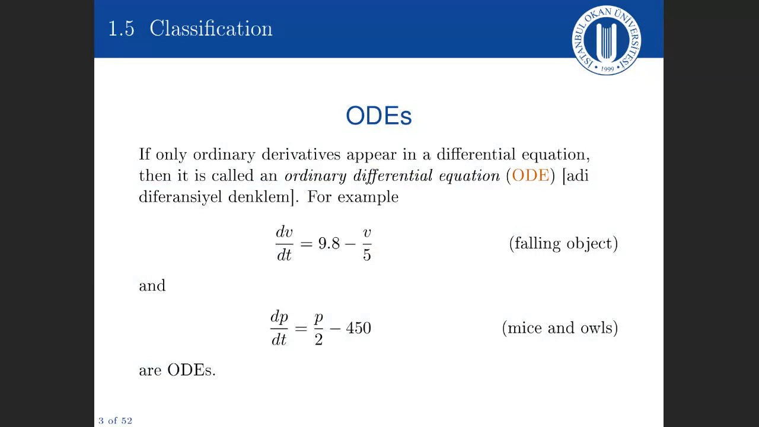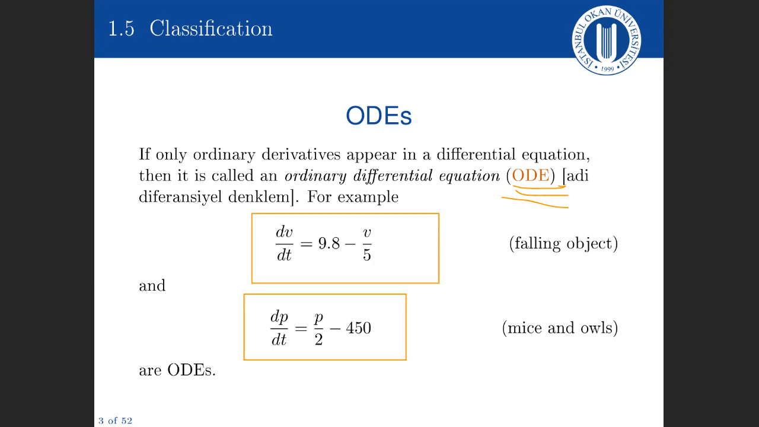If a differential equation has only ordinary derivatives, then the differential equation is called an ordinary differential equation. In this course, I'm going to be abbreviating ordinary differential equation by ODE. For example, two of the equations that we looked at last week, the falling object equation and the mice and owls equation, have an ordinary derivative in them, so these are ordinary differential equations.